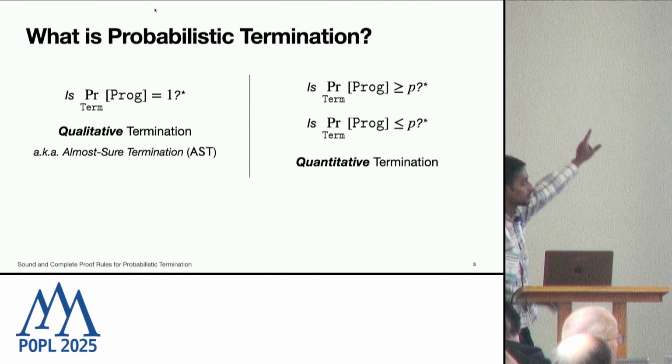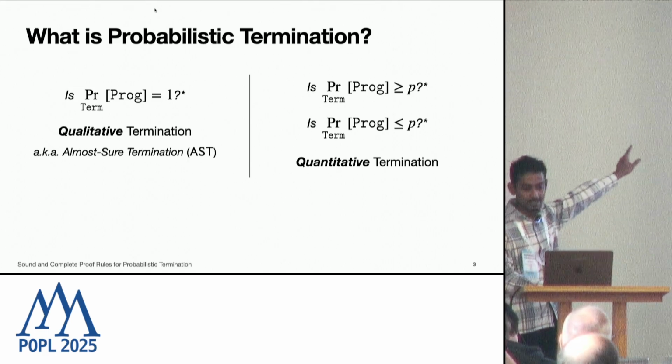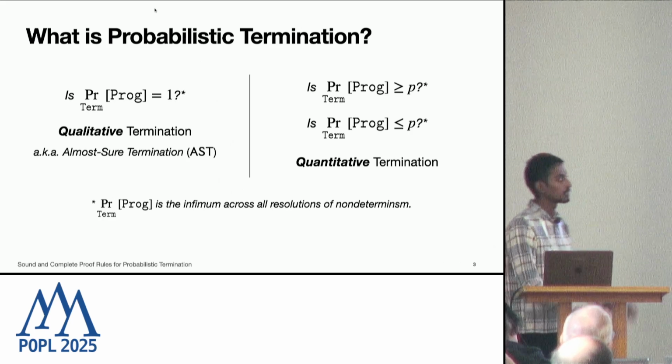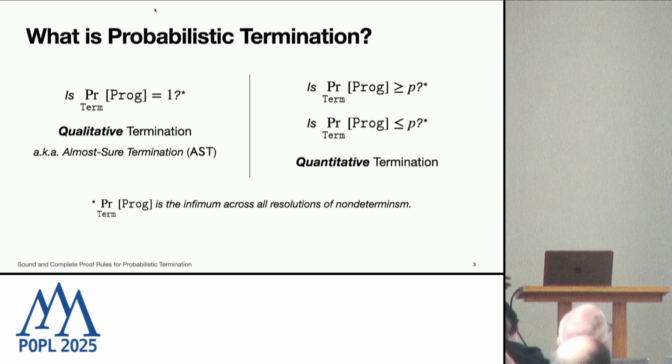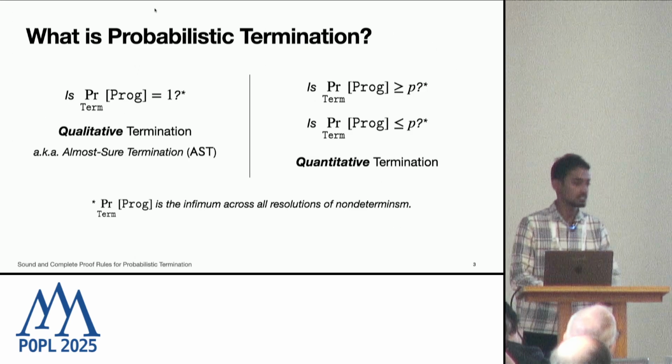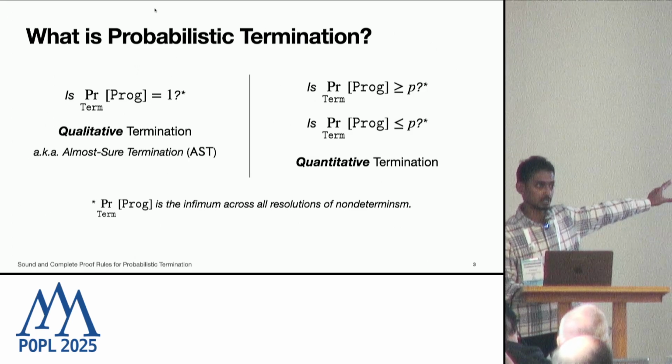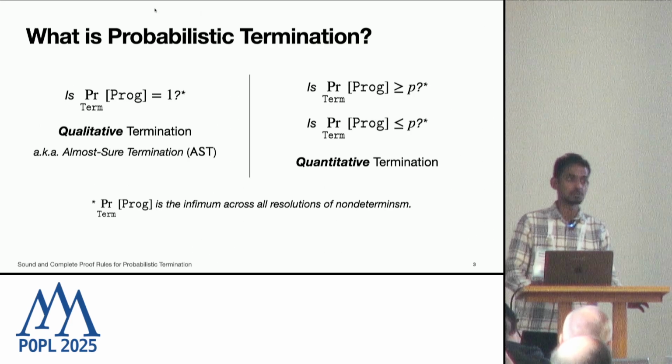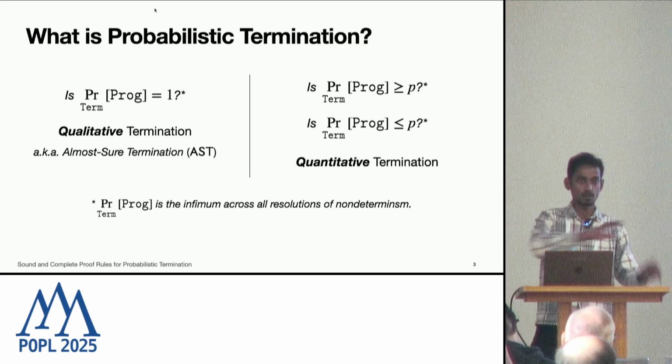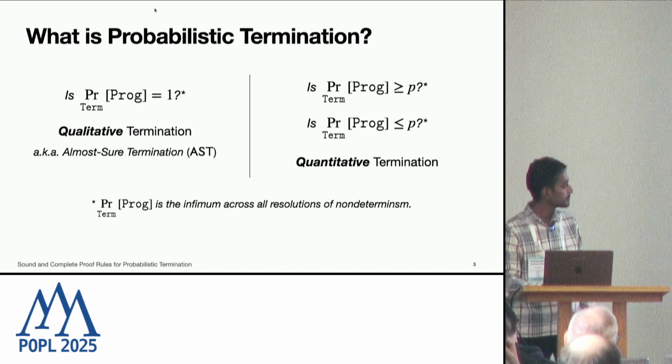Now, note the asterisks over there. That's because of nondeterminism. Because we resolve nondeterminism demonically, the probability of termination of a program is interpreted to be the smallest possible probability across all possible resolutions of nondeterminism.